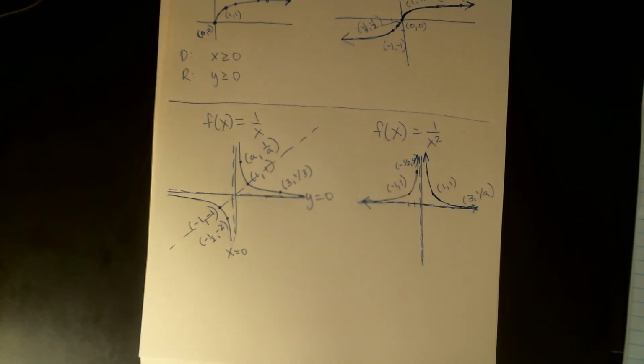Okay, that's it for the list of basic functions. So again, make sure that you dedicate some time to just memorizing what these shapes look like. As soon as you see a square root of x, you should know what the shape of that graph is. As soon as you see a 1 over x squared, you should know what the shape of that graph is.